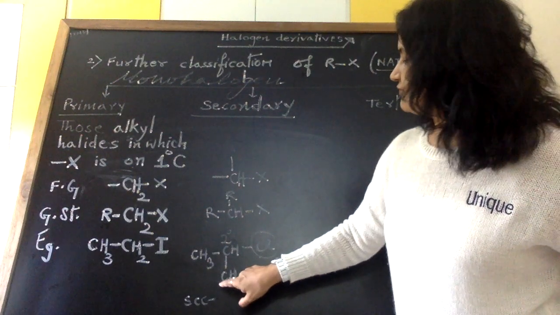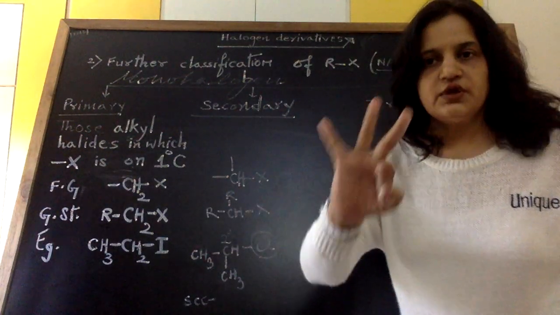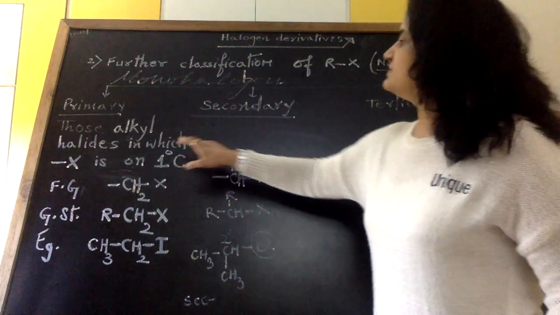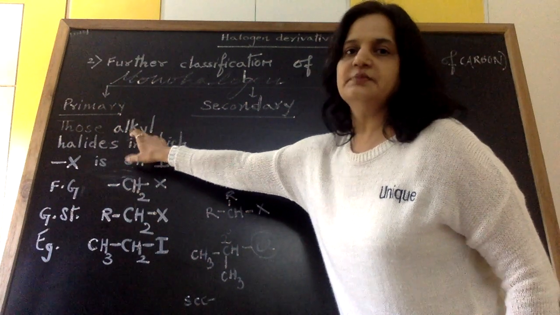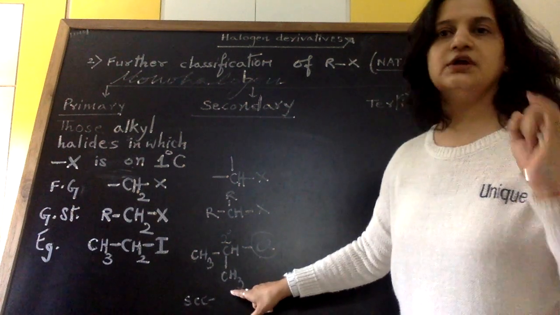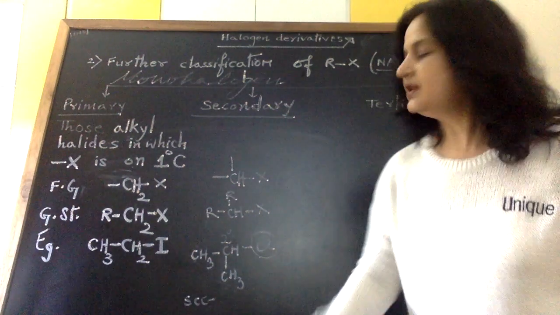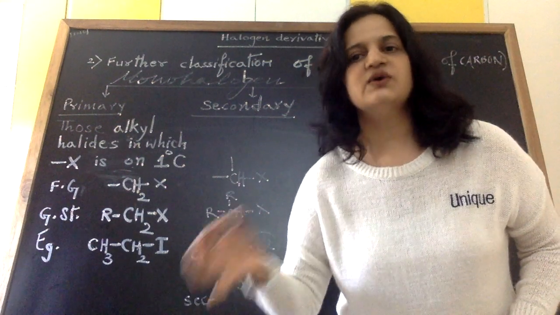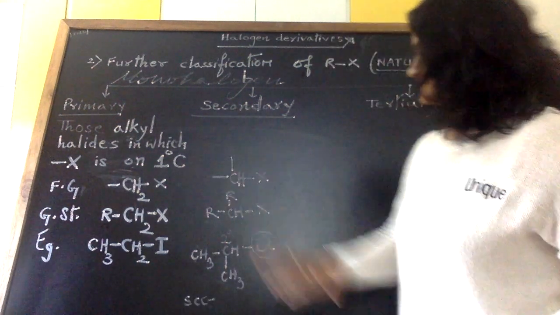Then I count the number of carbon: 1, 2, 3. The word root for 3 is prop. General name is alkyl halide. So the name becomes sec, prop, 3 carbon, sec-propyl, Cl, chloride. So secondary propyl chloride or sec-propyl chloride.